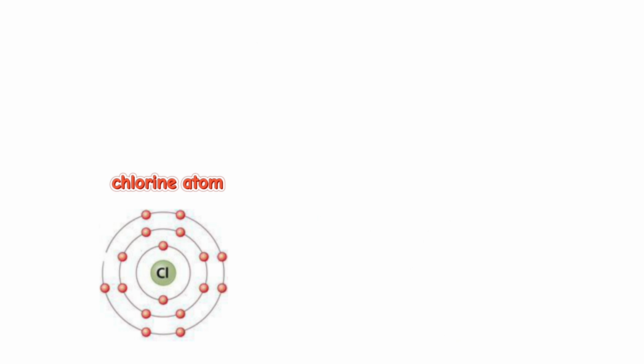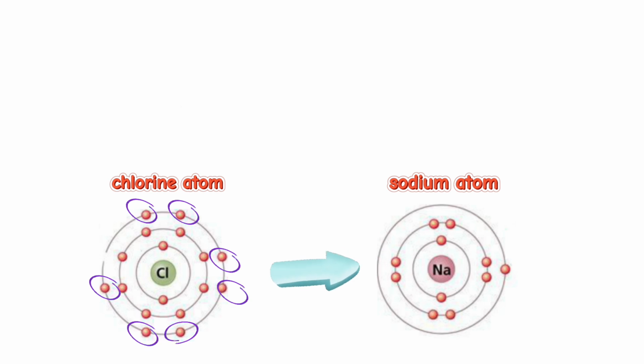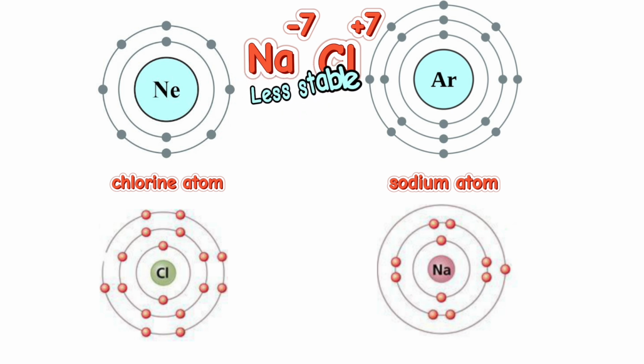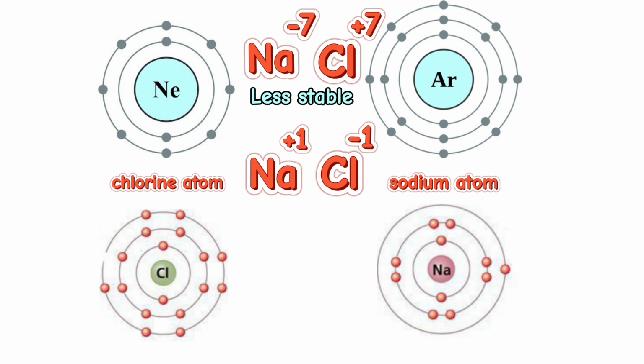Notice that if chlorine gave up all 7 of its valence electrons and sodium took them, in that case, both would have the electron configurations of noble gases with a full valence electron shell. However, their charges would be much higher. It would be Na -7 and Cl +7, which is much less stable than Na +1 and Cl -1. Atoms are more stable when they have no charge or a small charge.